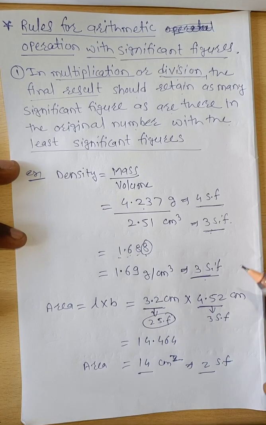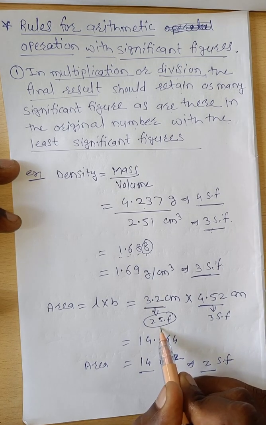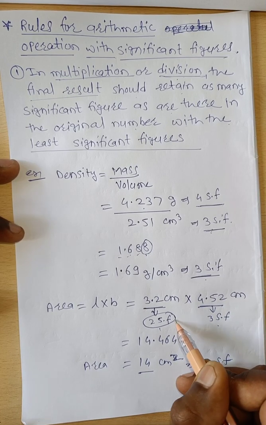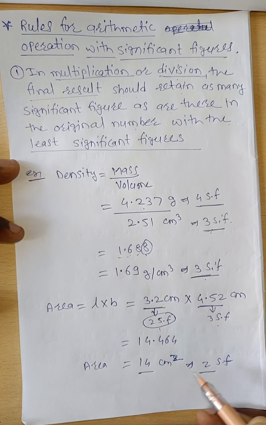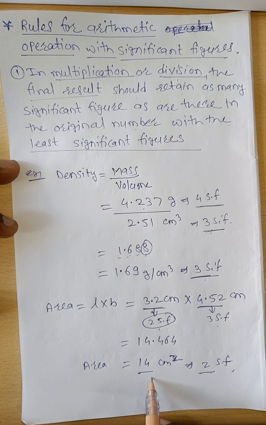Now when you have performed multiplication or division, in that case the answer should be in the least number of significant figures. Here the length is two significant figures and the breadth is three significant figures. Then the two significant figures is less, therefore the answer should be in two significant figures. Therefore the answer is 14 centimeter square.